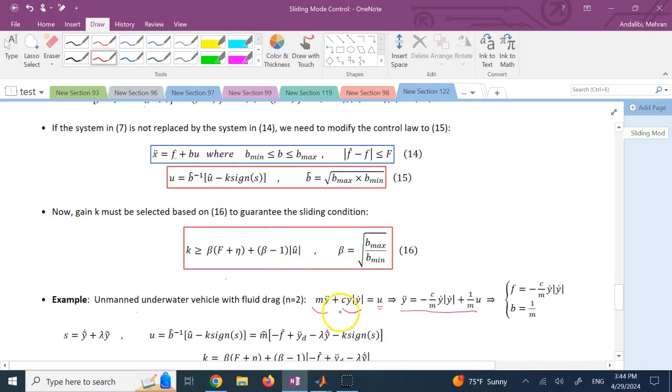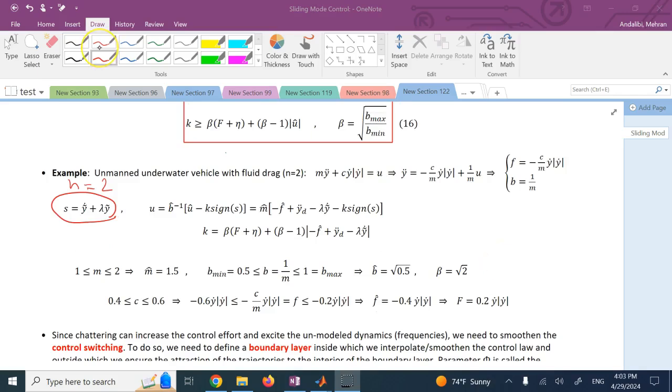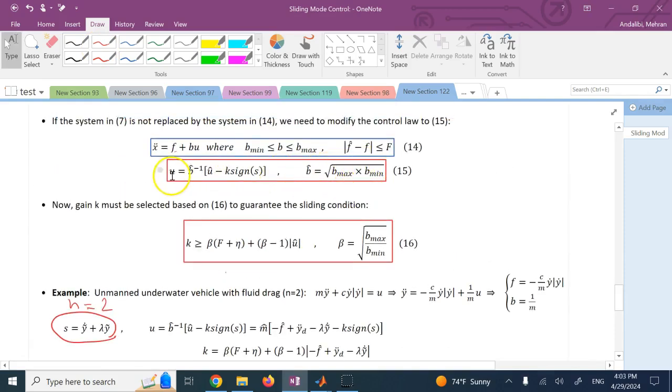Instead of x, we use y because this is vertical motion, but it doesn't really matter. So you can see that the b parameter here is 1 over m, and the f function is basically negative c over m times y dot times magnitude y dot. Now, since n is 2, our surface S is going to be y tilde dot plus lambda y tilde. The control rule based on 15 is what we have just up there. U is b hat inverse times u hat minus k times sign of s, where s is what we just defined. So what we need is to define u hat, k, and then b hat inverse.